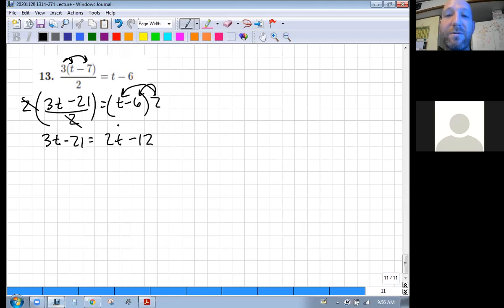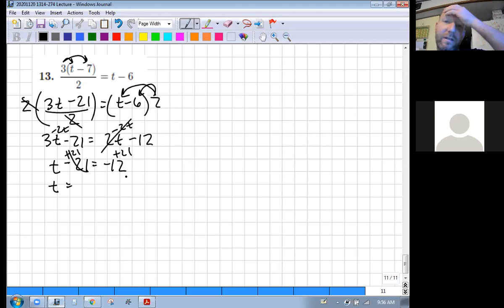If I subtract 2t from both sides, 3t minus 2t is 1t. Now I'll add 21 to both sides. That goes away. 21 minus 12 is 9.